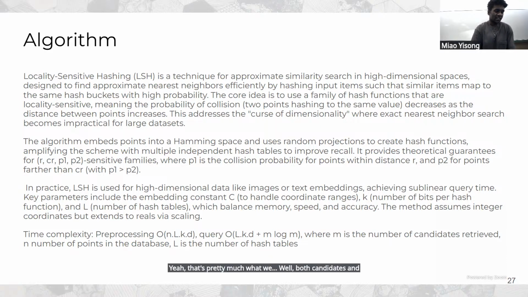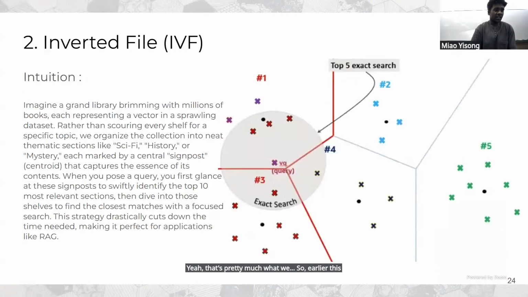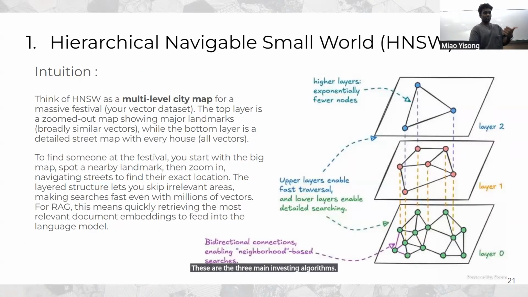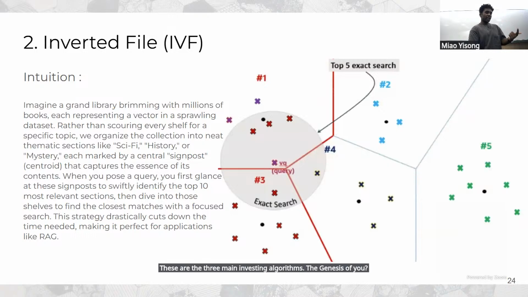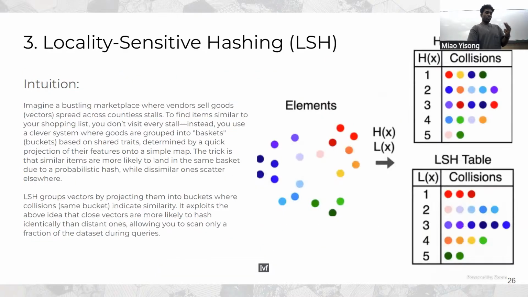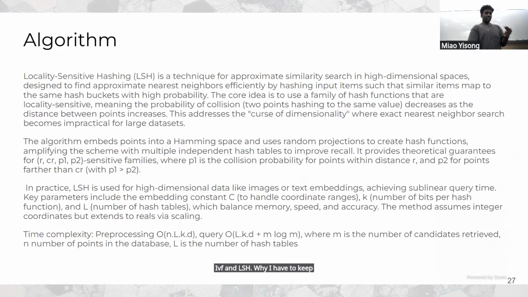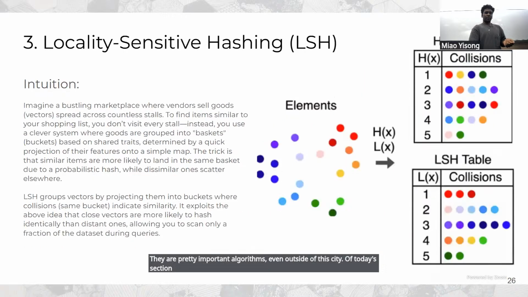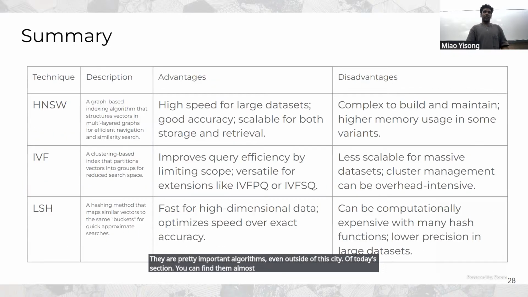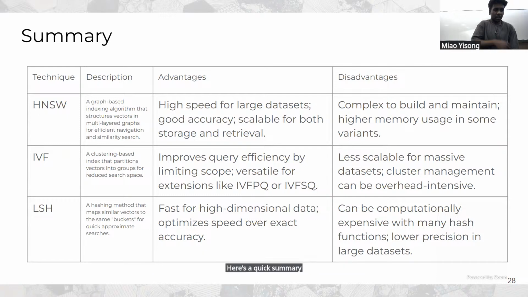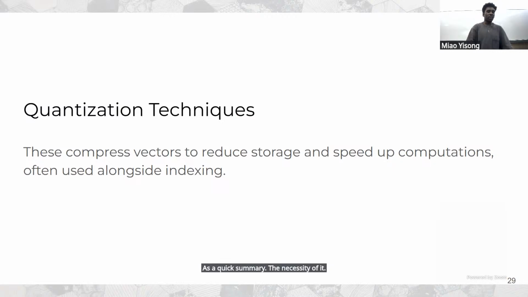So, these are the three main indexing algorithms: HNSW, IVF, and LSH. Why I keep on repeating is they are pretty important algorithms, even outside of today's session. You can find them almost everywhere in use in real world applications. This is a quick summary. You can look into it later. Moving on, quantization techniques.